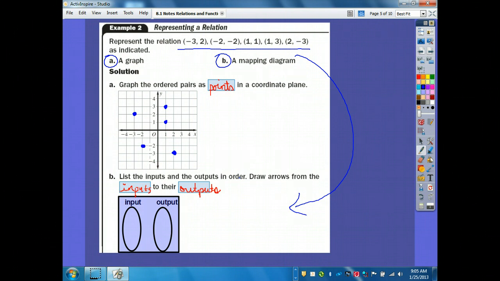My inputs are what? Okay, my inputs are going to be the -3, the -2, the 1, and the 2. So what's the first one? In order from least to greatest, I'm going to have, or excuse me, I think we'll go from biggest to smallest. What's the biggest one? I'm sorry, I didn't hear. 2. 1, -2, and -3.